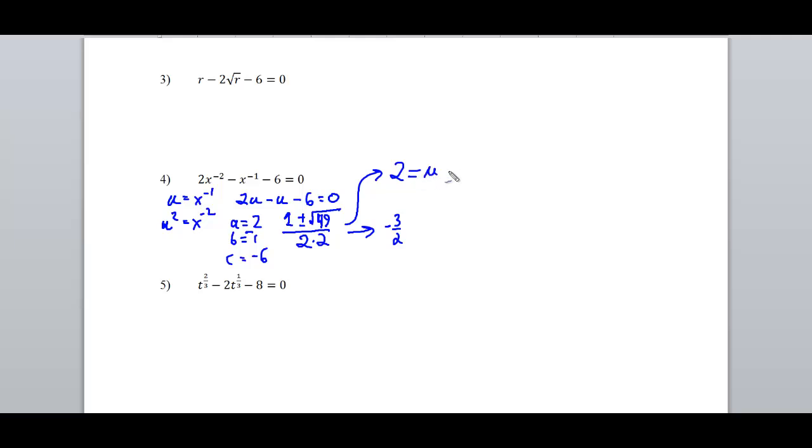So this is my u. So u is equal to 2. u is equal to x to the 1/2 power. So what I have here is 2 is equal to x to the 1/2 power. Now, something to know about x to the 1/2 power. x to the 1/2 power can be written as x over 1, and 2 can be written as 2 over 1.